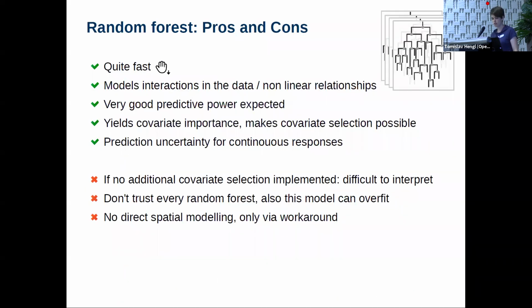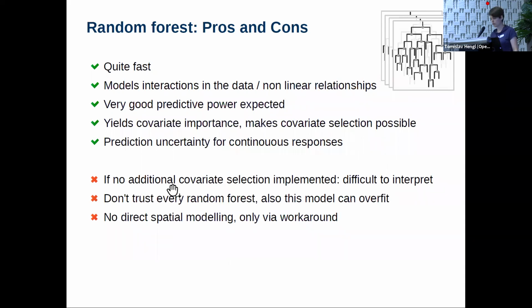So random forest is, if you do not do endless tuning, quite fast. It really models interactions. Since it's a tree-based method, it can handle very complex nonlinear relationships. Many studies show that it's a good predictor, and in many studies it outperforms other predictors. It has a covariate importance, and with this we can continue with interpretation, and with model selection, for example. And with quantile regression forest for regression problems, we also directly have prediction uncertainty and can construct prediction intervals.